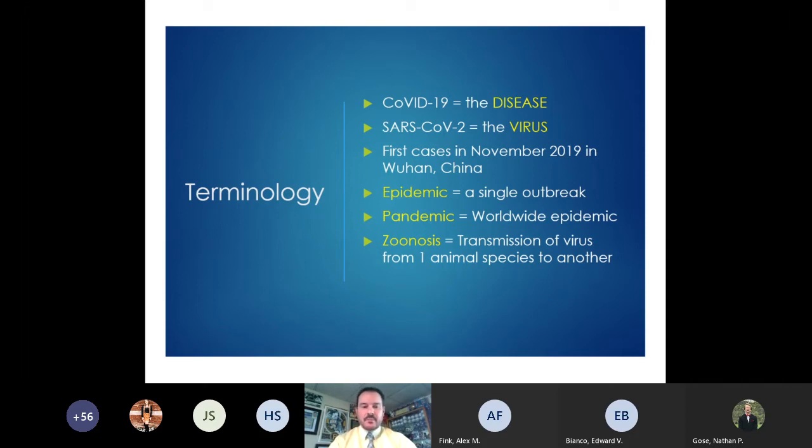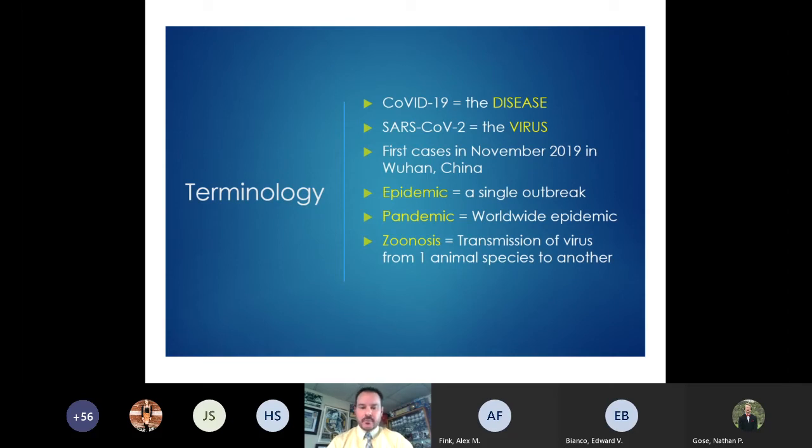When that epidemic then begins to spread and you see epidemics worldwide, then it becomes a pandemic. So that's the difference between an epidemic, kind of a single episode, and a pandemic, which is when it goes worldwide. That's obviously the situation that we're in now. We are in the midst of a worldwide pandemic as a result of this particular virus.